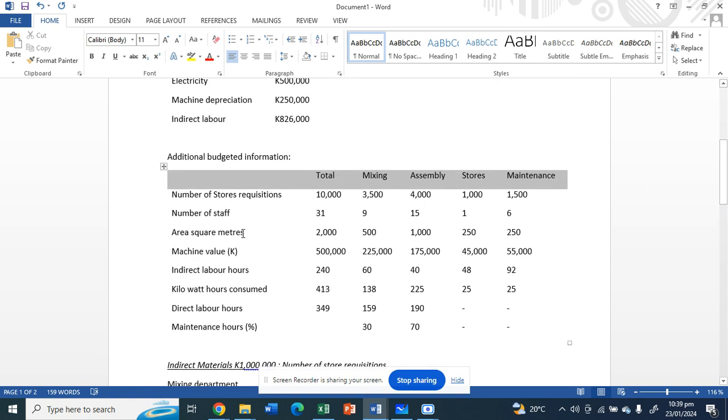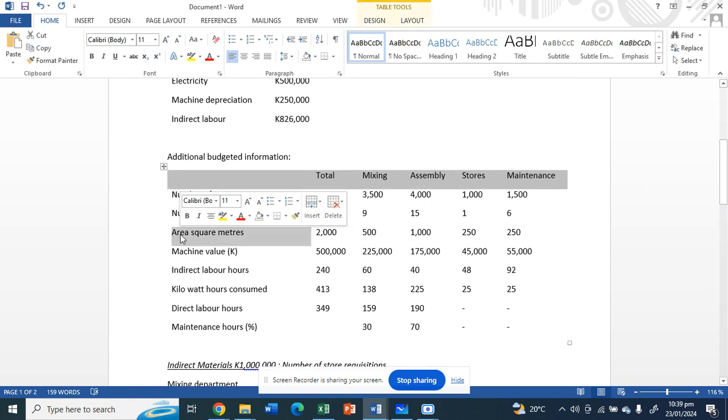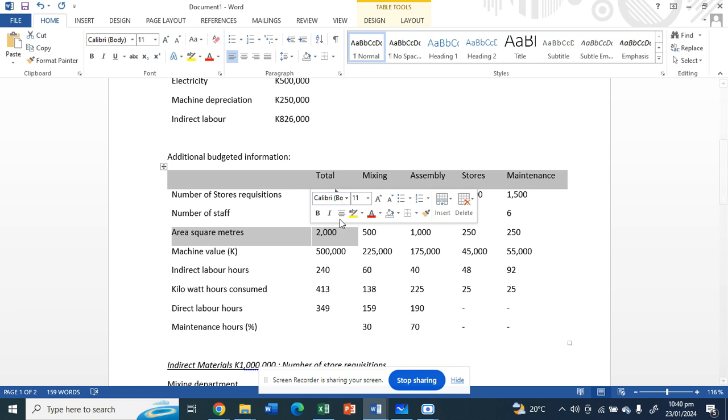Okay, this in here, one area square meters, so we can see the total here. This total, that's where it's coming from. And if the total is not given, it's for you to get the total and then make each of them as a fraction of the total.